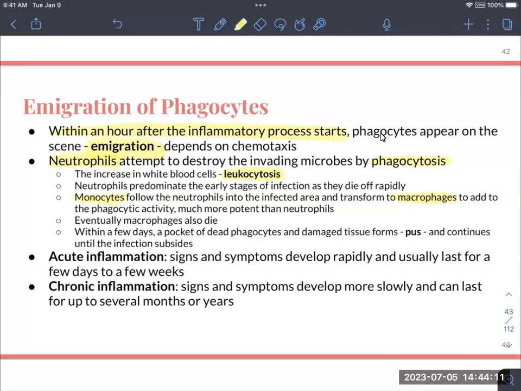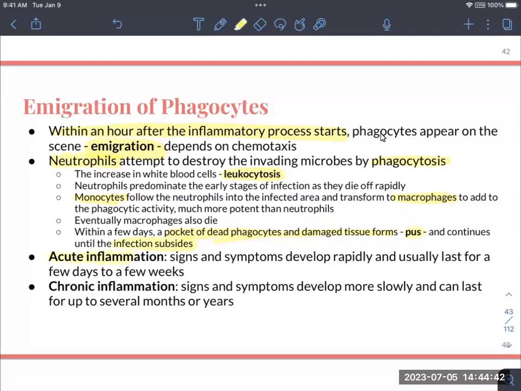Eventually, we end up with a pocket of dead phagocytes and damaged tissue. That's what pus is. Pus is those dead phagocytes and damaged tissue that is being removed from the area. And it's going to continue until any infection that may be in that area has finally left.